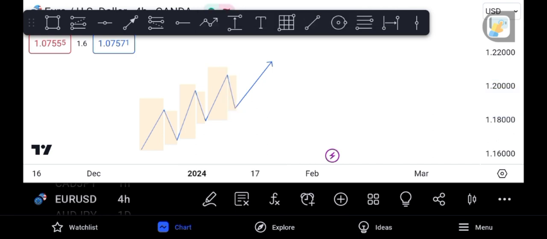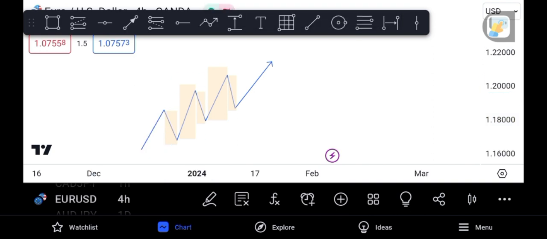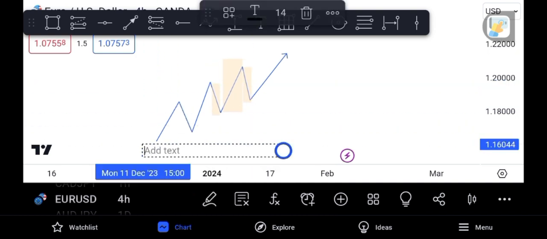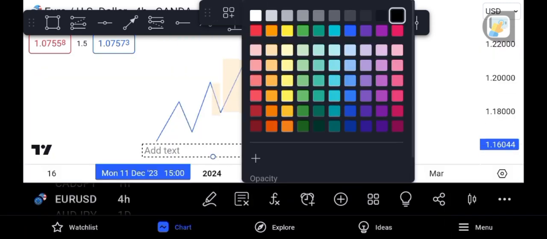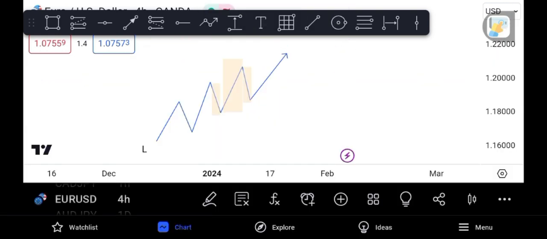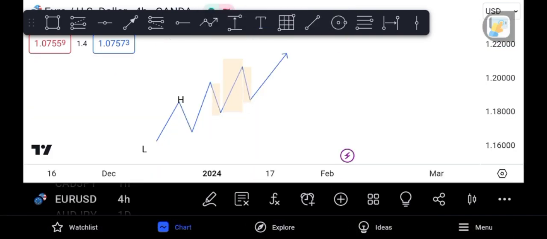The next characteristic of this trend is that we need to have higher highs and higher lows. What I mean by higher high is this. Here we have a low. Here we have a low. We have a high here, and we represent it by the first letter.